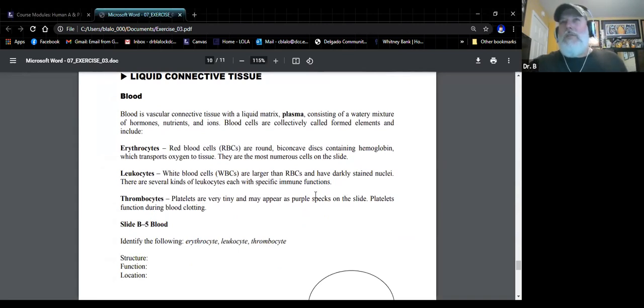All right, and that takes us to our liquid connective tissue, which is blood.